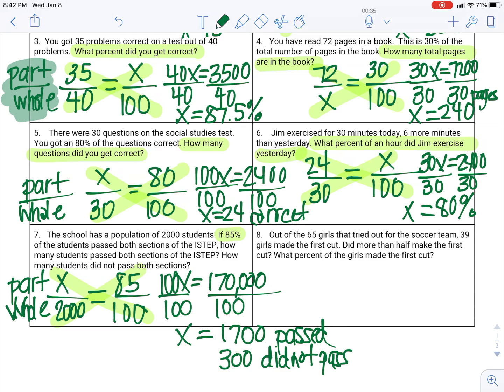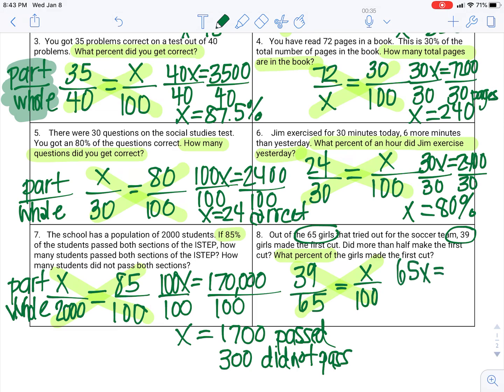All right, last one. Out of the 65 girls that tried out for the soccer team, 39 girls made the first cut. Did more than half make the first cut? What percentage of girls made the first cut? So right there, bam, saw it. What percent? So I need x over 100. And then I have to look back. 65 girls, 39 girls made the team. So the part is 39. The whole is 65. Do the cross multiplication.